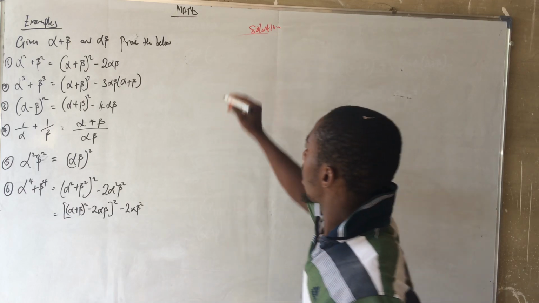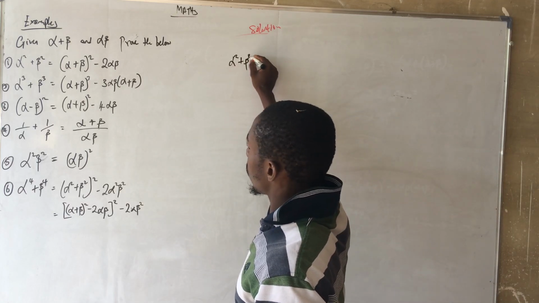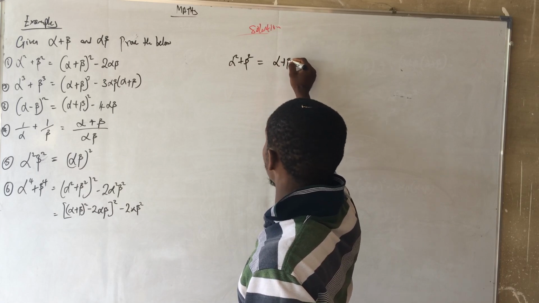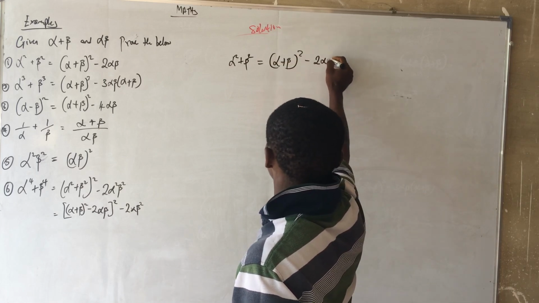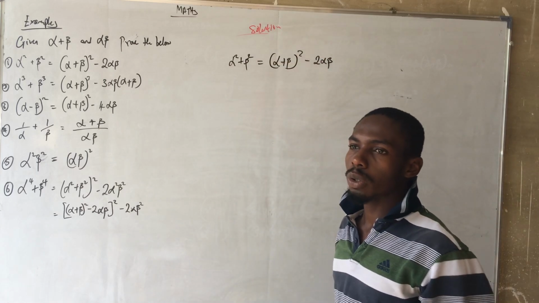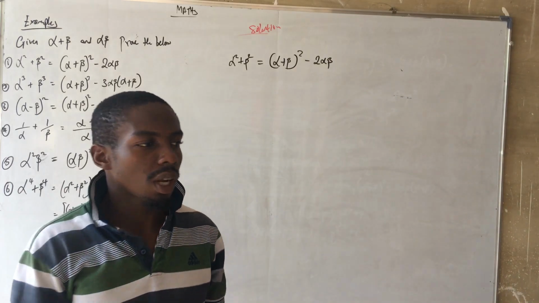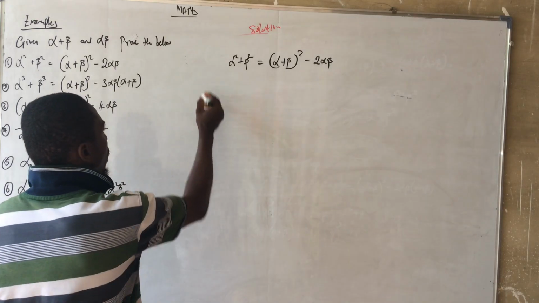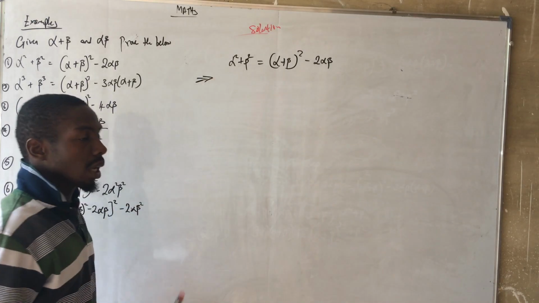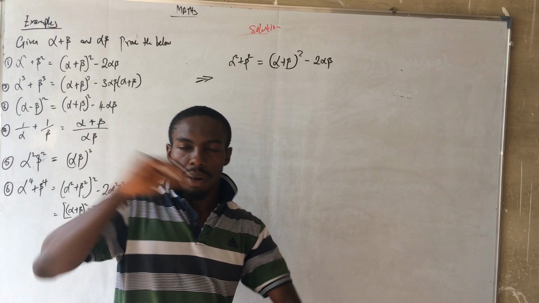Number one says alpha squared plus beta squared is equal to alpha plus beta all squared minus 2 alpha beta. So what we're going to do here now is to prove that the left hand side is equal to the right hand side and that the right hand side is equal to the left hand side. How are we going to prove it? We'll start proving from my right hand side.